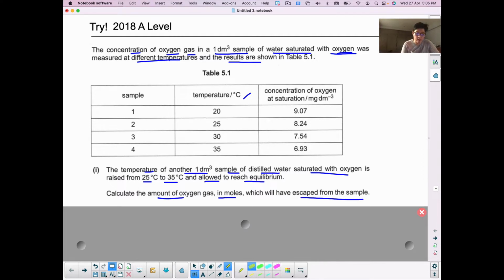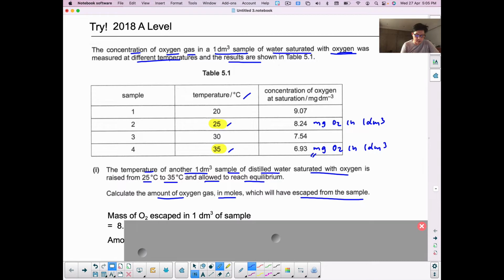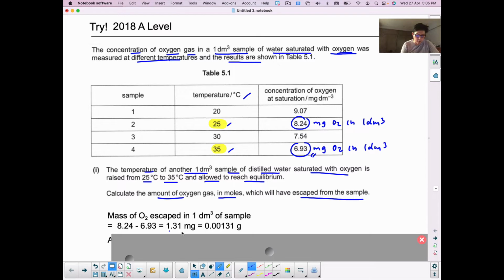So you can see from here, at 25 degrees Celsius, there's 8.24 milligrams of oxygen in 1 dm³ of solution. And at 35 degrees Celsius, the mass of oxygen in the water is 6.93 milligrams in 1 dm³. So when you increase the temperature from 25 to 35, there is less oxygen in the solution because some of it has escaped. You can calculate the mass of oxygen that has escaped by finding the difference between these two values. You subtract, and you get 1.31 milligrams.